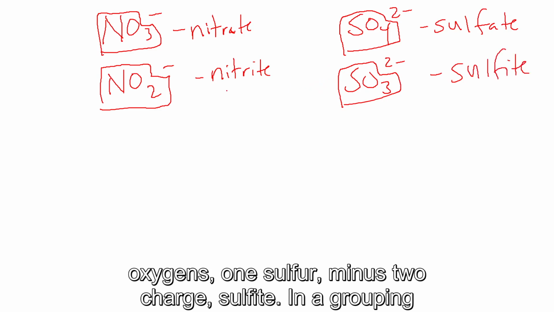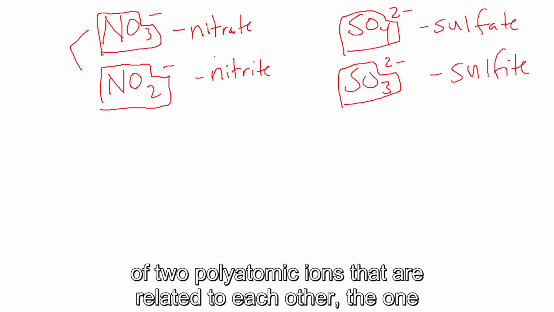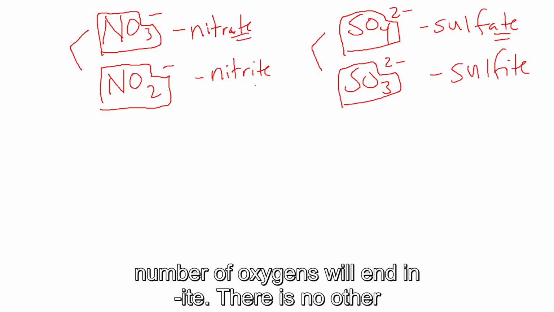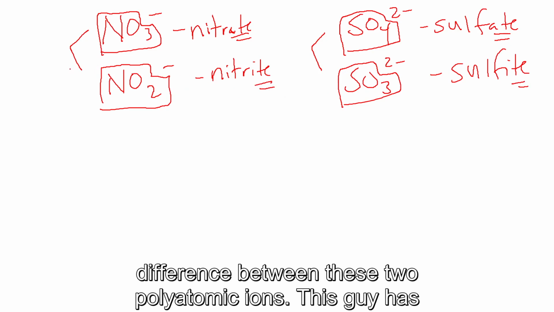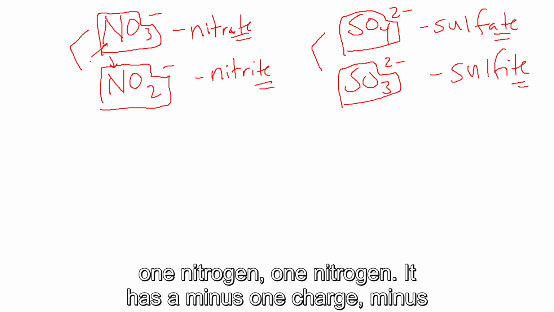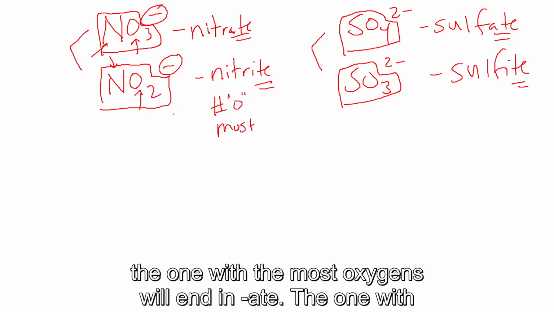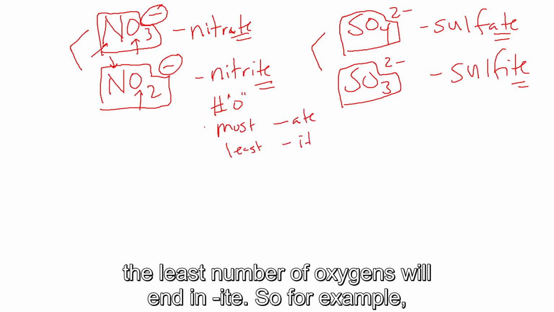Sulfite. In a grouping of 2 polyatomic ions that are related to each other, the one with the most oxygens will end in ate. The one with the least number of oxygens will end in ite. There is no other difference between these 2 polyatomic ions. This guy has 1 nitrogen, this guy has 1 nitrogen. It has a -1 charge, and this has a -1 charge. The difference is the number of oxygens. So typically the one with the most oxygens will end in ate. The one with the least number of oxygens will end in ite.